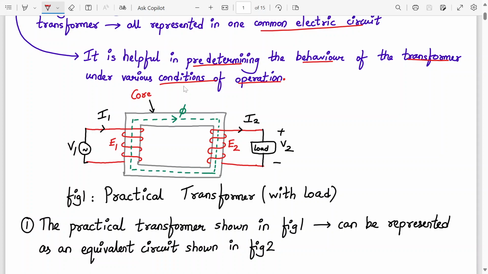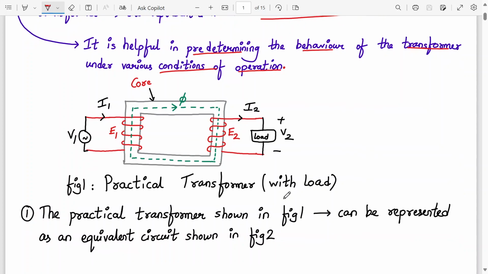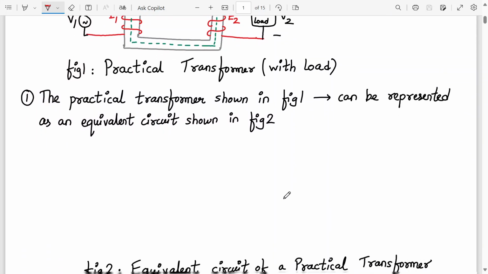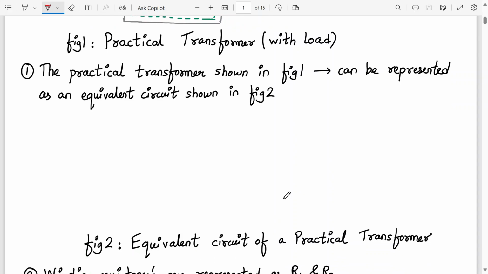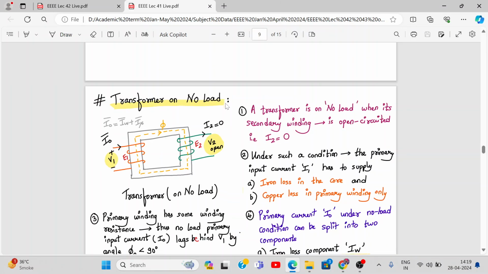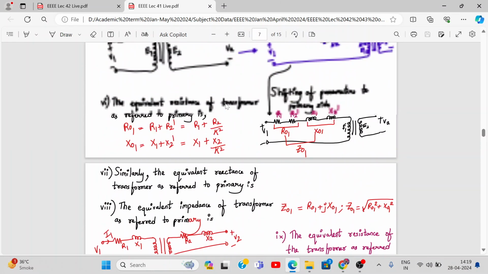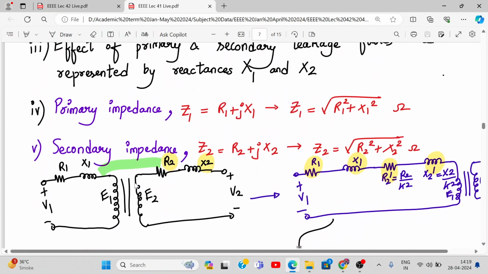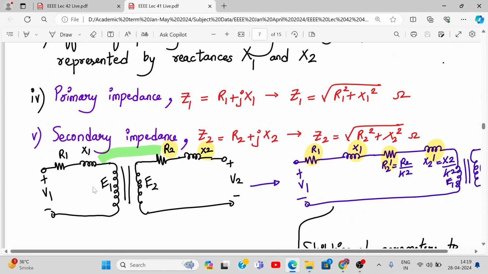Last time when we stopped, we discussed a practical transformer with no load. So a practical transformer equivalent circuit we will have to draw now. Before that we have to set certain things apart. So let us go to the previous PDF. You remember before we shifted our attention to the impedances, we had reached over here. This was the circuit which we have discussed.